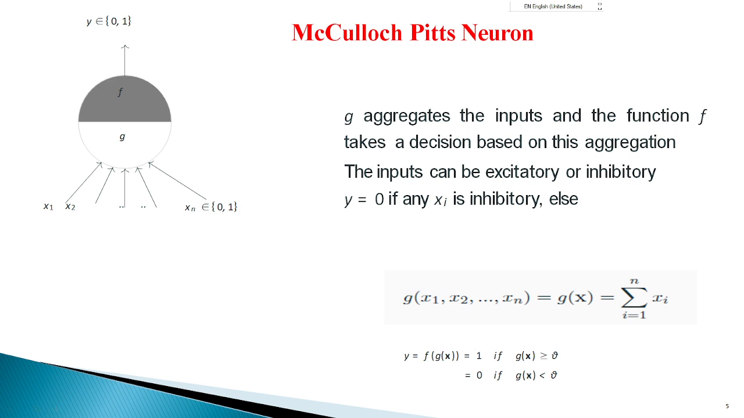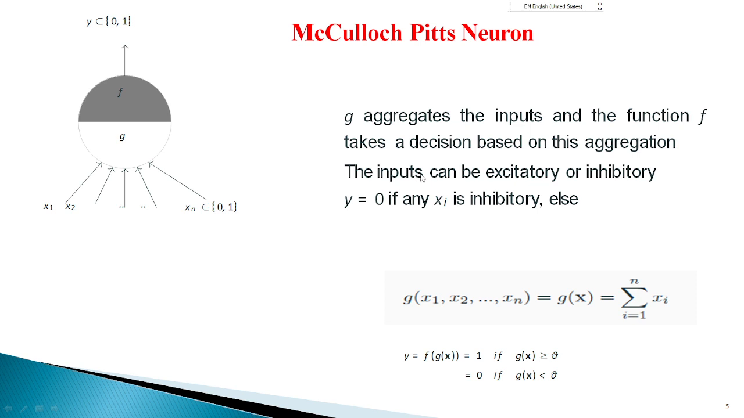First, we will see an artificial neuron, the MP neuron, McCulloch-Pitts neuron. This is the MP neuron. What is g? g aggregates the inputs x1, x2, up to xn. We have n inputs and they are all Boolean. Each can be either 0 or 1. It can have only two states, 0 or 1, Boolean.